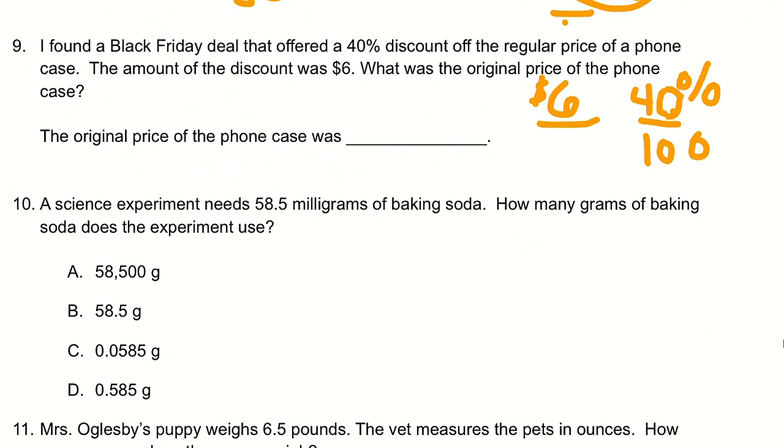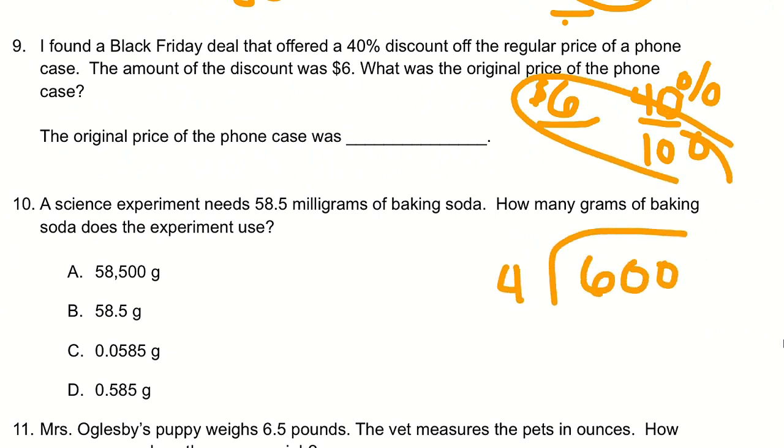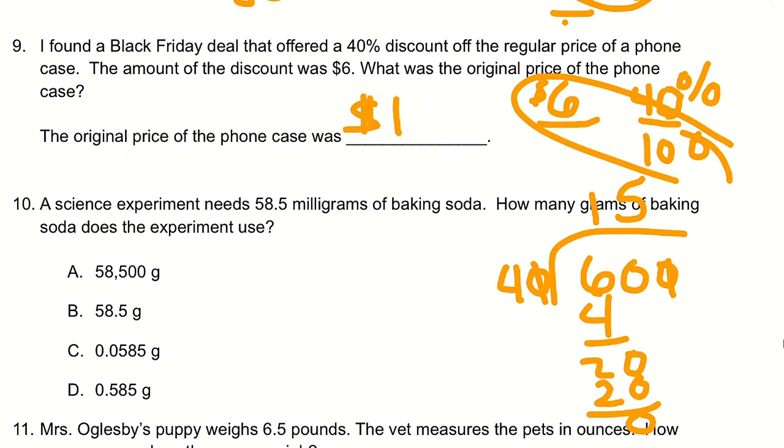Oh, we have 3 numbers. Let's cross multiply. Okay, so that's 600 divided by the 40. Oh, take off a 0. Kill those zeros. 4 goes into 6 one time. Goes into 25. So how many? $15. $15.